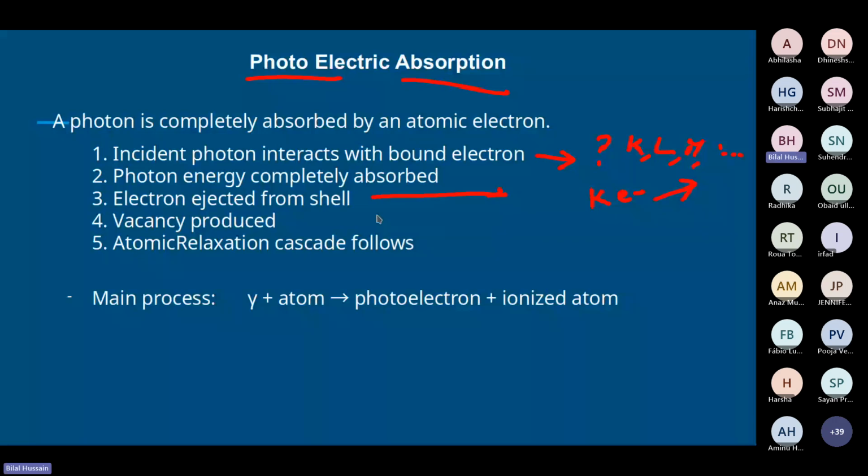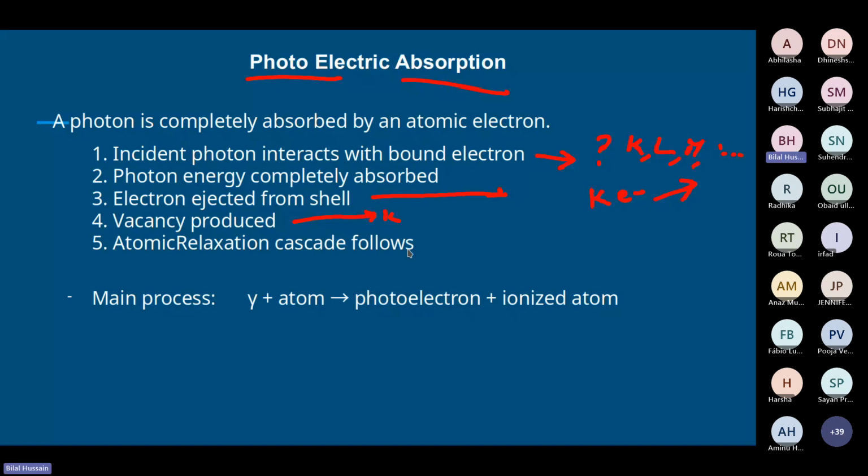The vacancy is produced in the K shell. What happens to the atom? The atom has to relax because it is now in an excited, ionized state, because one electron is missing in the shell. It has to come back to ground state. The atom has to relax.